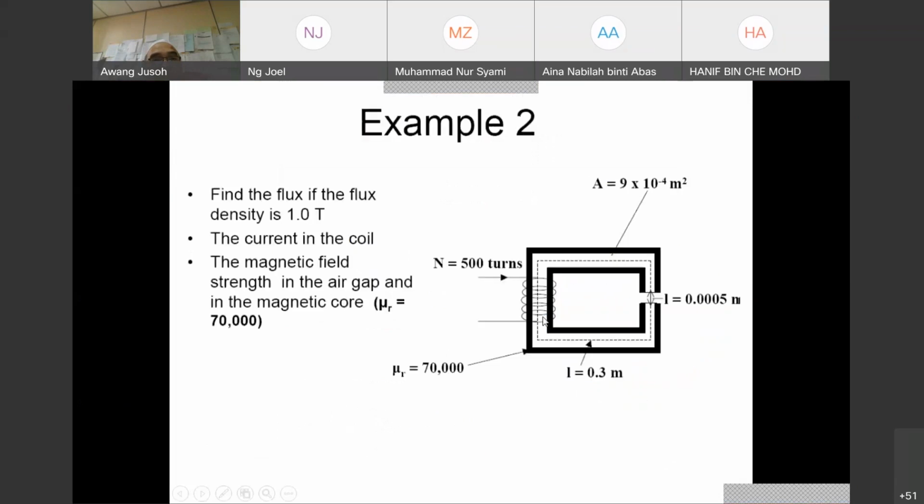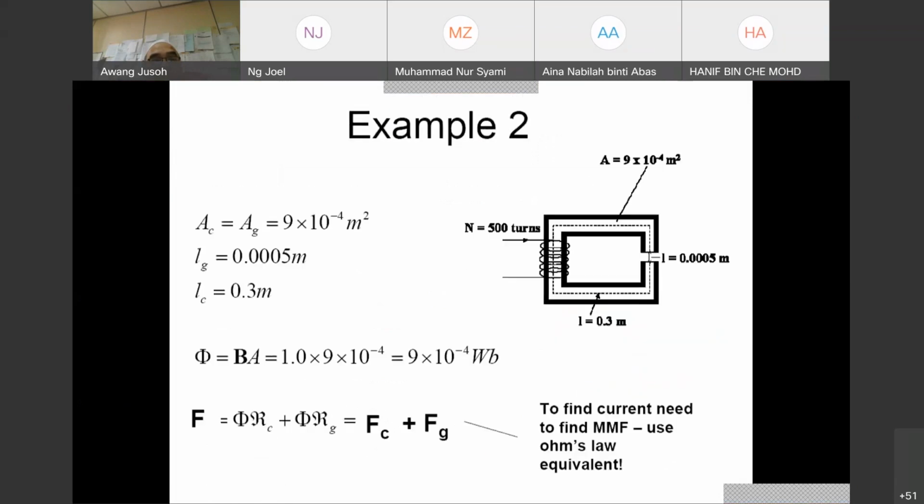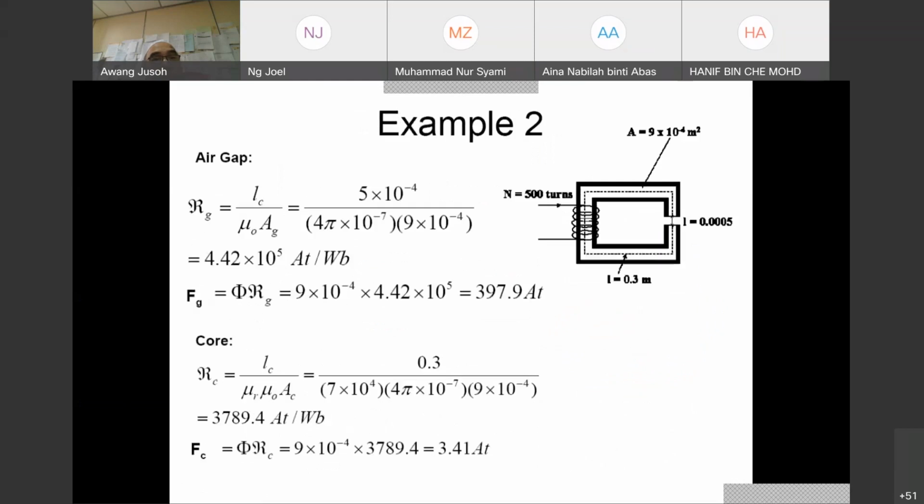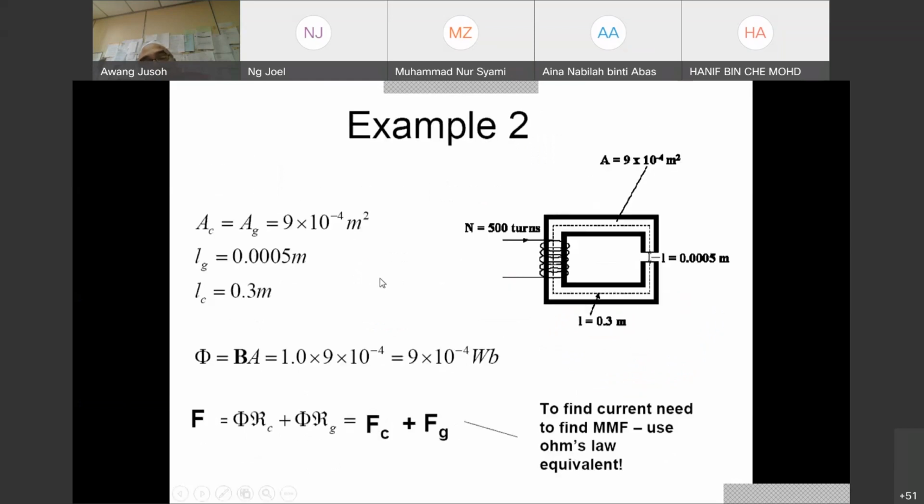Any questions? Anything that is not very clear? So which one do you want to use alternatively? Do you want to use this one or this first one? It is up to the data given.